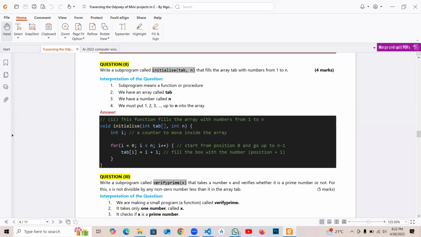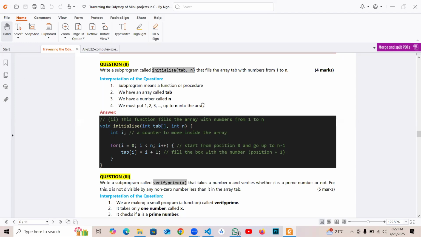So write this question number 2. Write a subprogram called initialize tab n that fills the array tab with numbers from 1 to n, 4 marks. So what are we expected to do here?